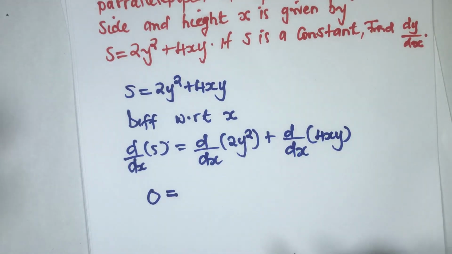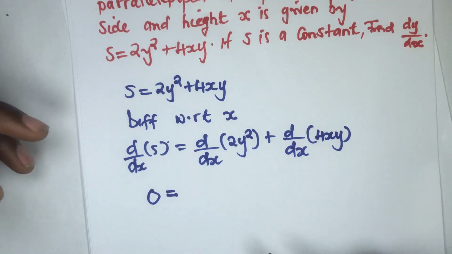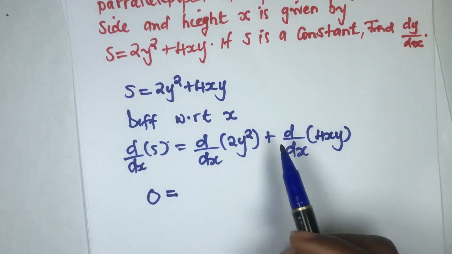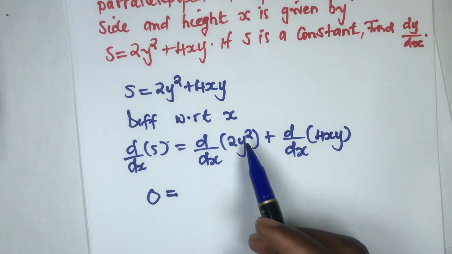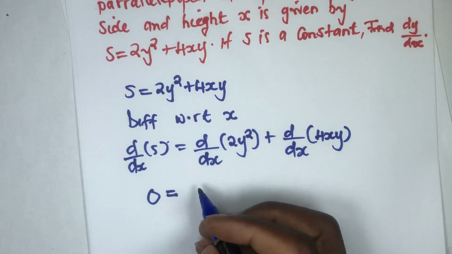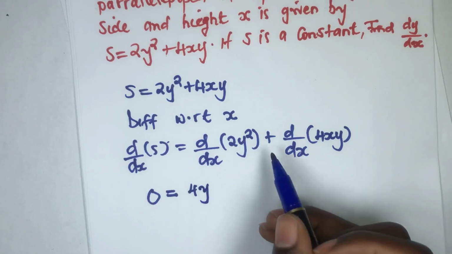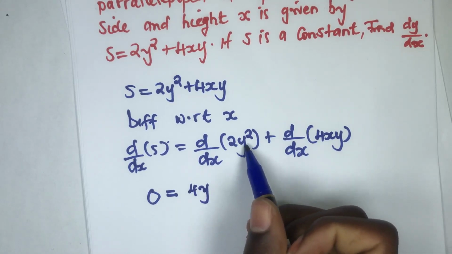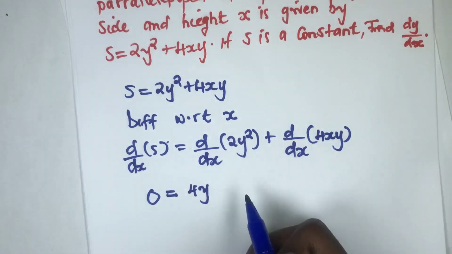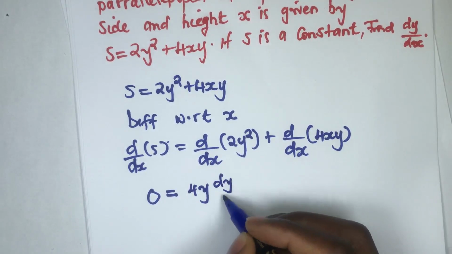So how do we do this? The method we're going to use is called implicit differentiation. Under implicit differentiation, we differentiate the normal way. So the derivative of 2y² is going to give us 4y. Then, since this y is different from the variable we're differentiating with respect to, we introduce dy/dx.